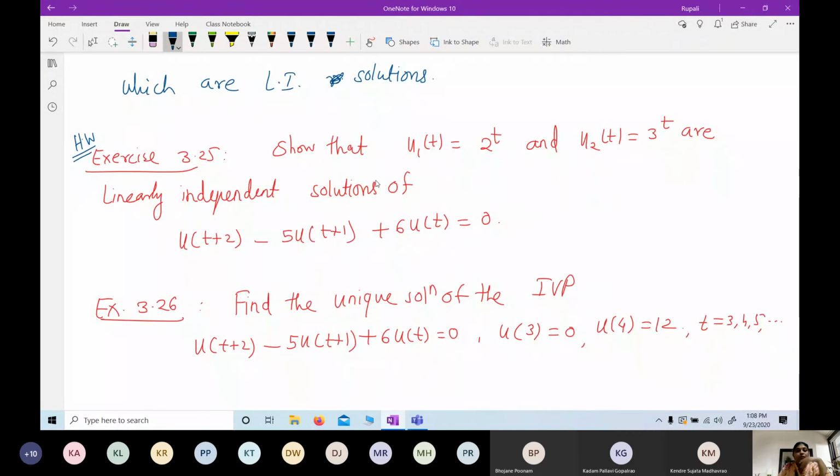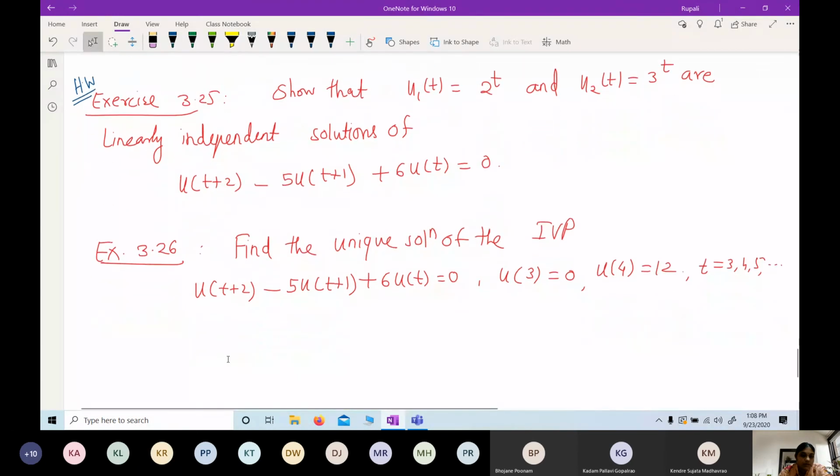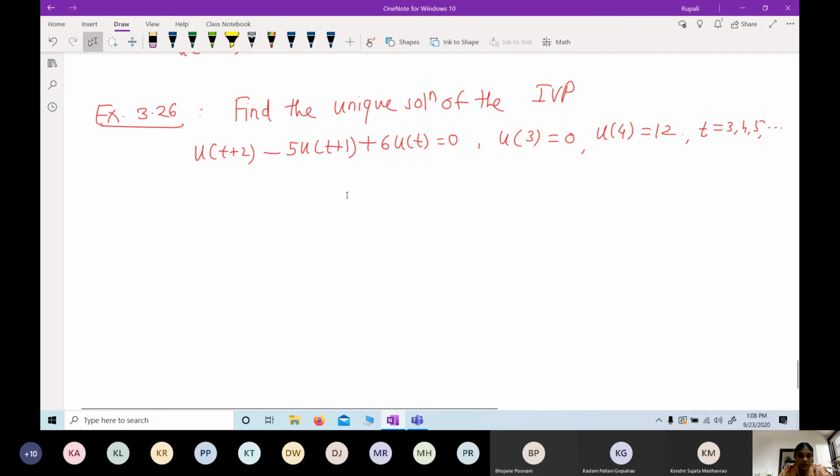For the first one, you have to show that, which means the solutions have already been given. You have to check only whether they are linearly independent or not. Just find their Wronskian. Only two solutions, so the determinant of a 2 by 2 matrix: 2 raised to t, 3 raised to t, 2 raised to t plus 1, 3 raised to t plus 1. Find its determinant. If it is not equal to 0, then we can say they are linearly independent. Is that okay? Yes. And for the next one, find the unique solution of the initial value problem. So you can easily check that.